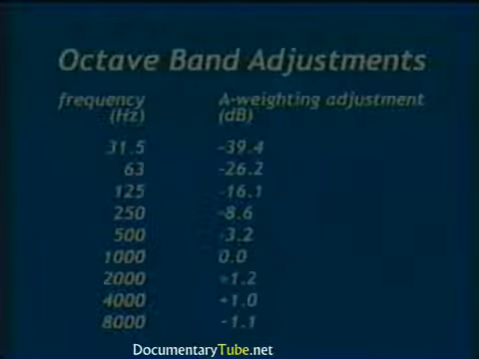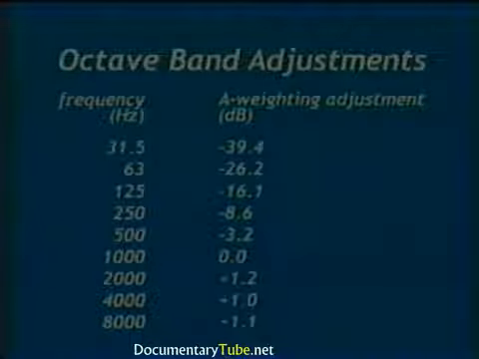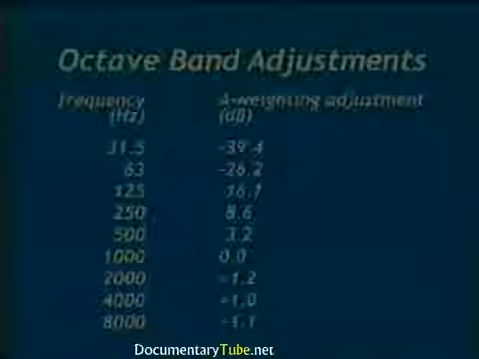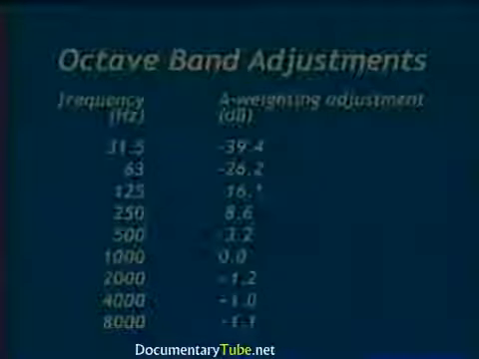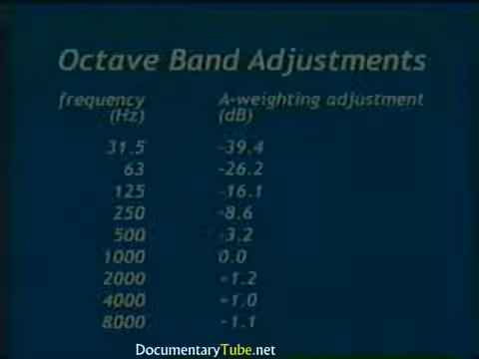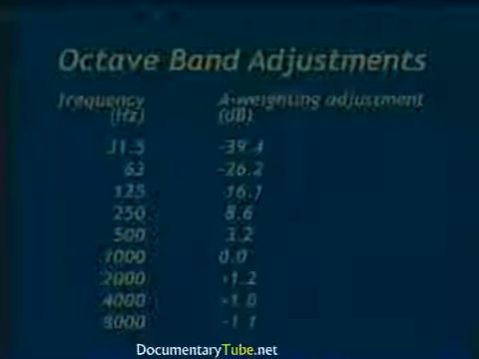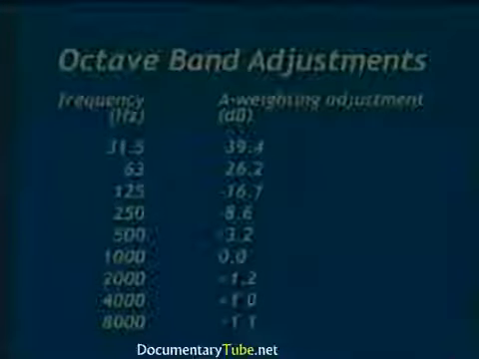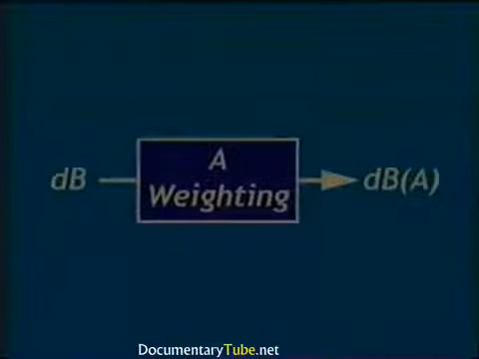For example, for the 125 Hz octave band, a negative 16.1 dB adjustment should be applied. The 500 Hz band requires a negative 3.2 dB adjustment. The 1000 Hz band, which can be thought of as the reference frequency for A weighting, has no adjustment, and the 2000 Hz band requires a positive 1.2 dB adjustment in sound pressure level. A sound pressure level with A weighting applied is often stated in units of dBA.